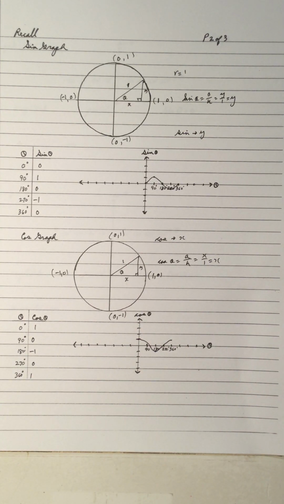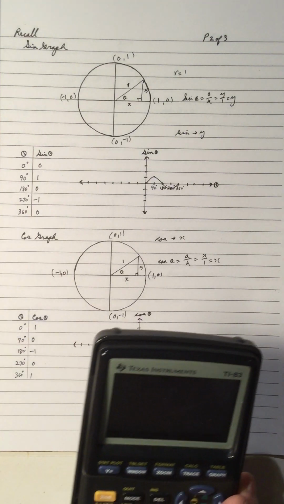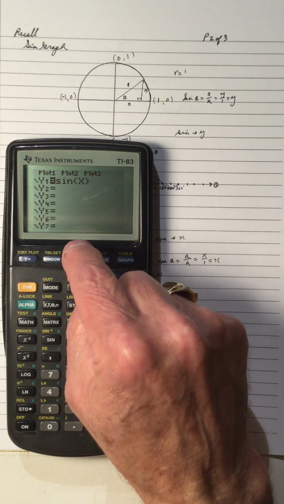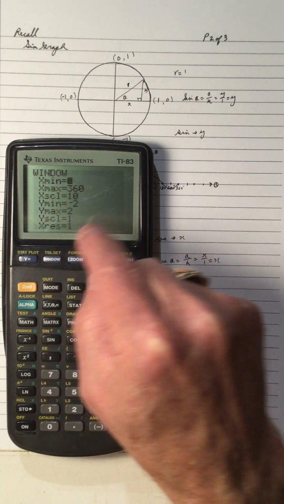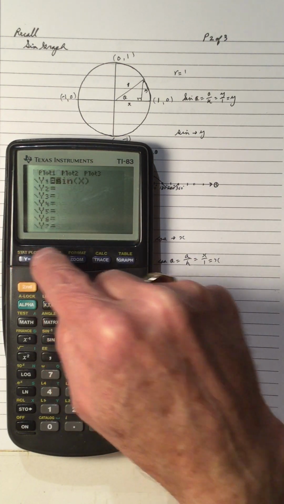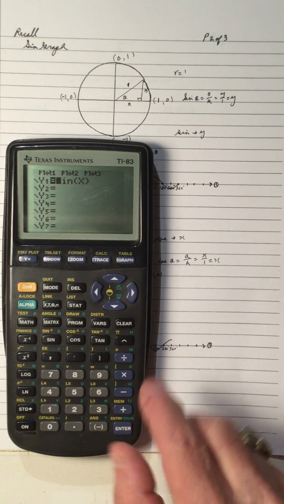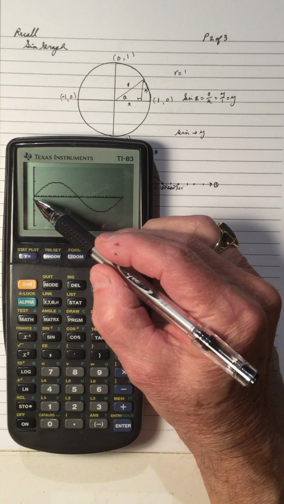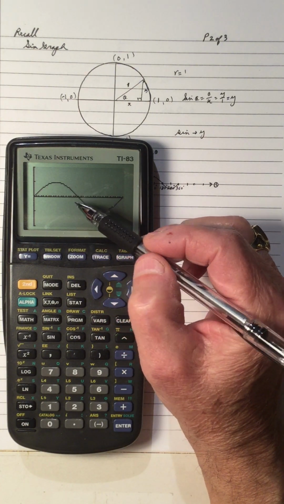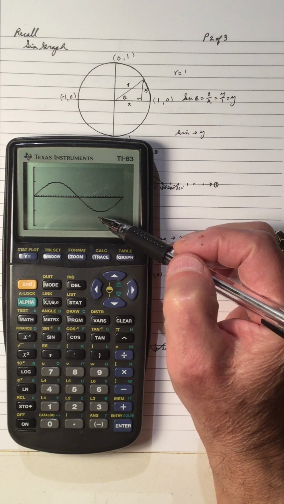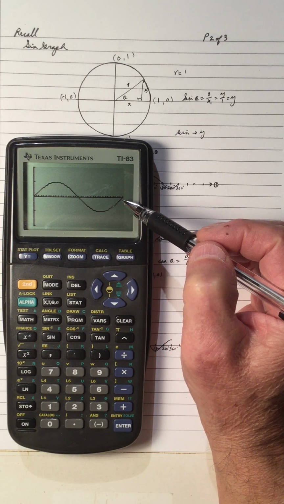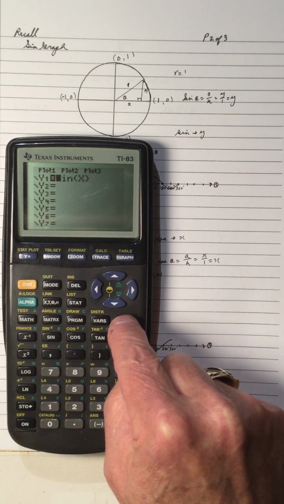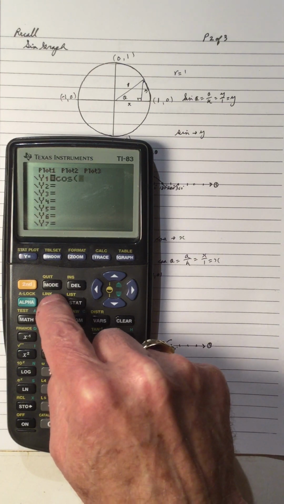So let's have a look at the graphing calculator. I have the window made up to be convenient. I have the sine here, and I'm going to hit enter, and you see the sine graph. So this is 0, this is the 90 at 1, this is 180 at 0, this is 270 negative 1, this is 360 gives me a 0. What I'm going to do now is change that graph to a cos graph.